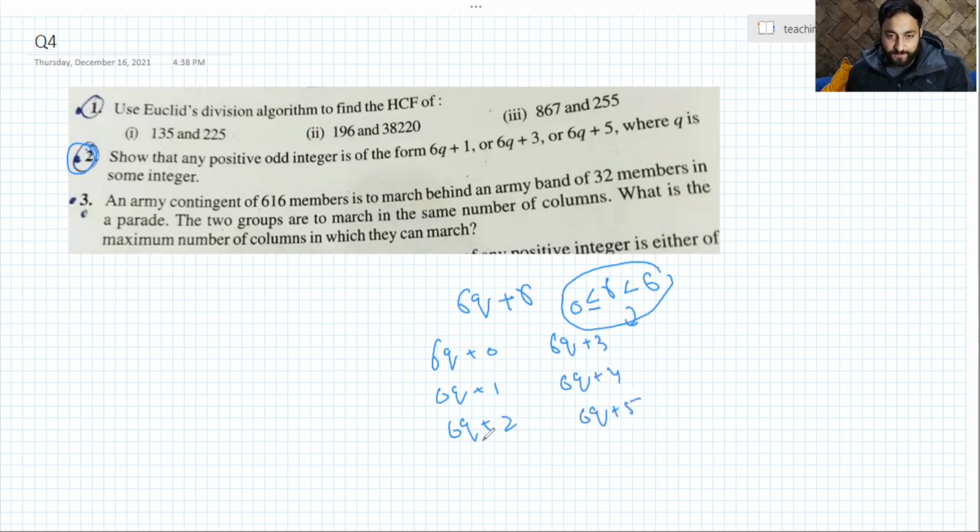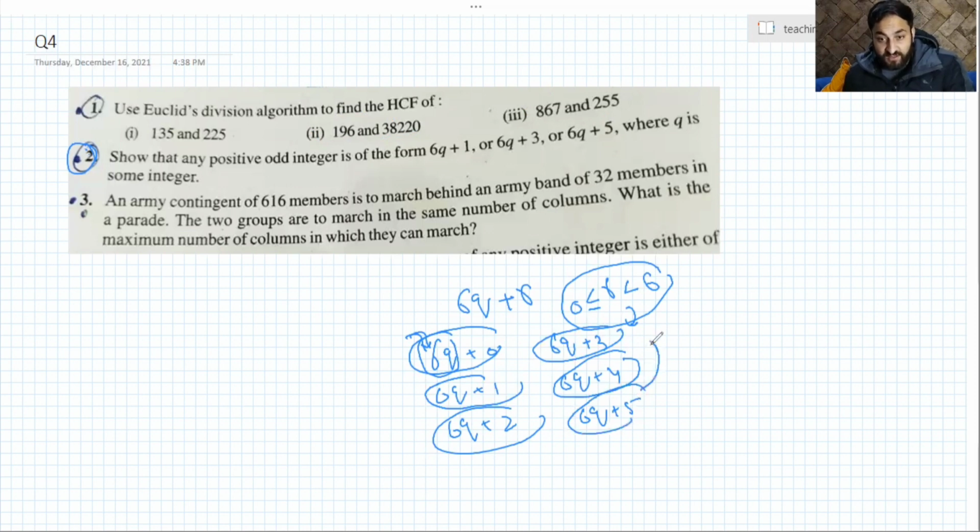Okay, out of these, this is even. It will produce even results, and this and this will be even. Out of these, only these three will be producing odd results, and these are all the necessary equations to represent all the odd integers. Okay, that's what it was saying. You had to prove this and you proved it. Okay, let's come to question 3.